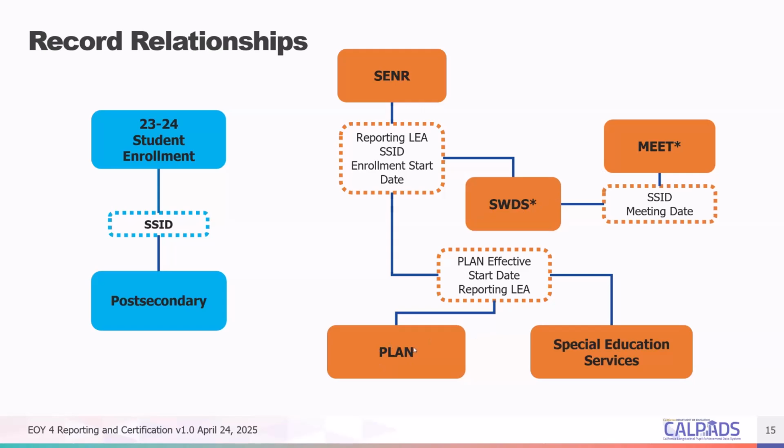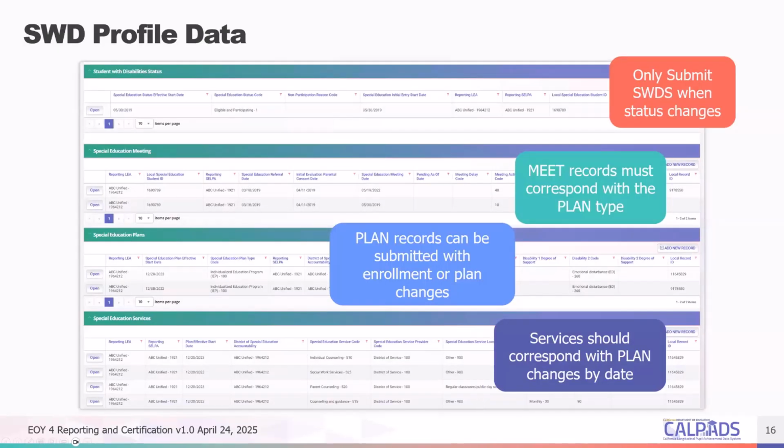And then if you have a plan, you always have to report the corresponding services, right? So even if the plan is amended, you have to make sure that the service record is updated to match the amendment. All right, so here we have the student profile data, right? And we have the relevant files for students with disabilities.